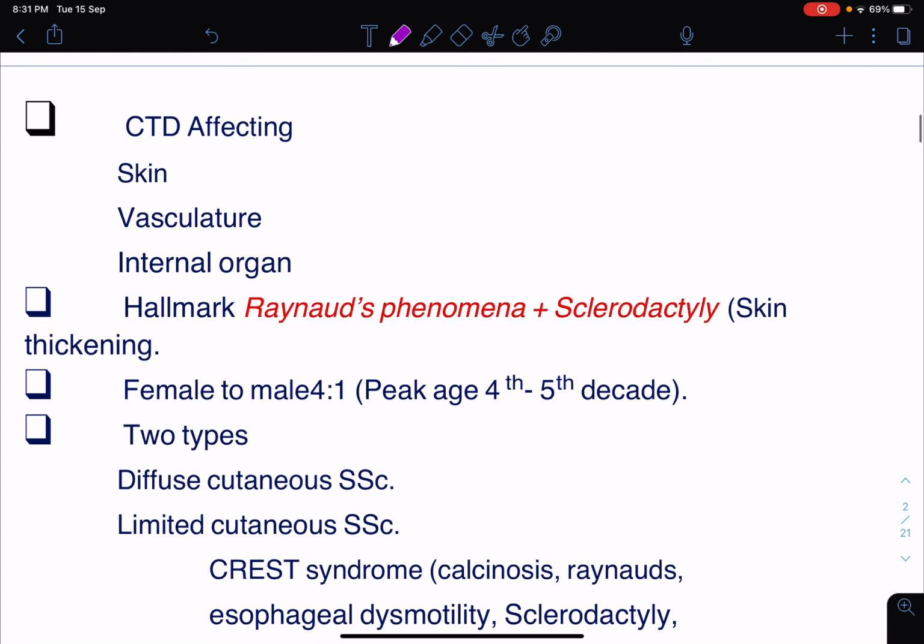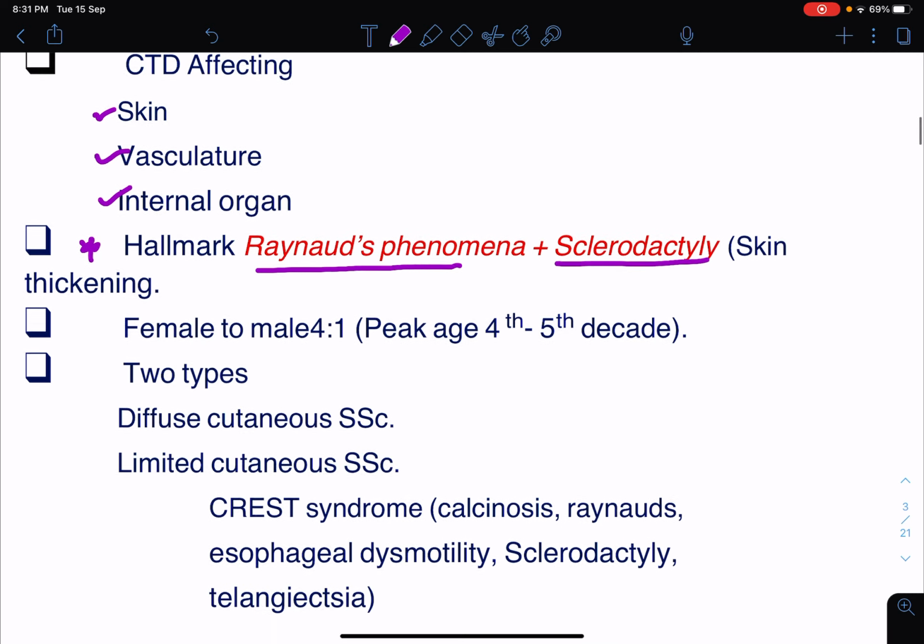This is a connective tissue disease which mainly affects the skin, vasculature and internal organs. The hallmark of this disease is Raynaud's phenomenon plus sclerodactyly. Sclerodactyly means thickening of the skin of the fingers. Later we are going to discuss Raynaud's phenomenon.